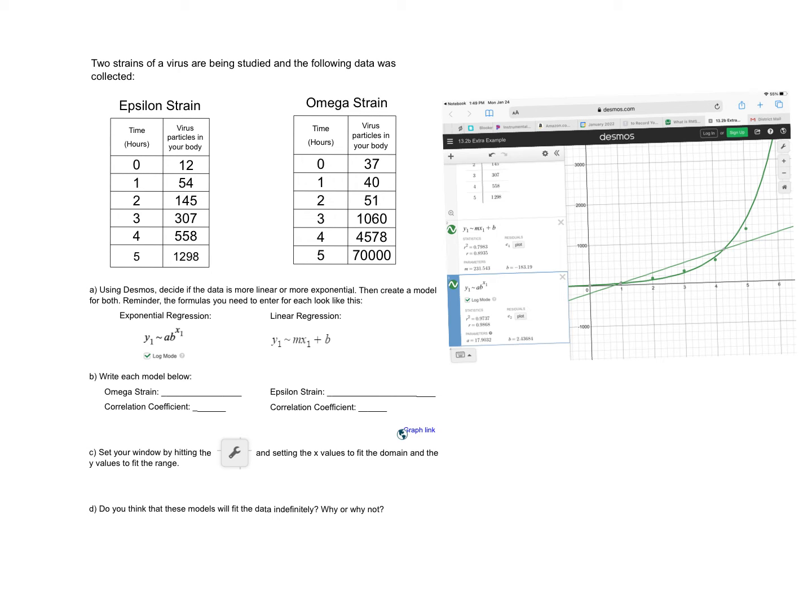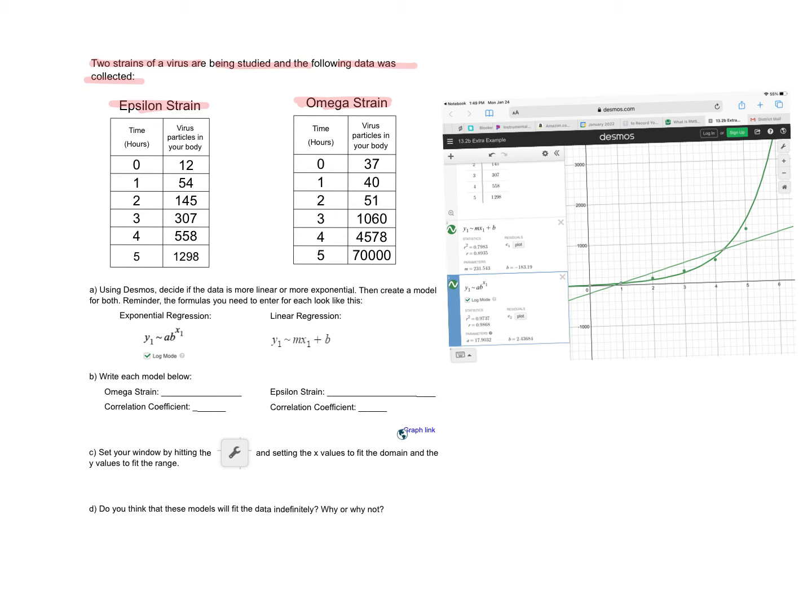All right, then the main problem that you're going to be working on today with your group is this problem. It's somewhere in your packet, so you'll need to find it. I have 2 strains of a virus, and they're being studied, and they collected this data. Okay, so I have the epsilon strain and the omega strain.